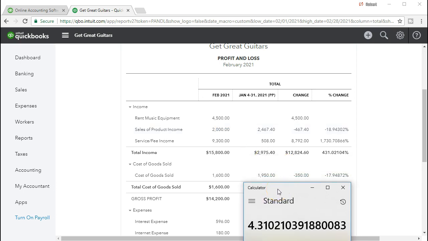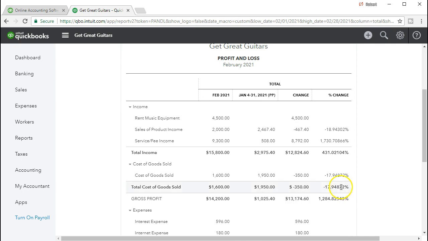If we take a look at our cost of goods sold, it's a more modest, normal looking type of change where we had the first amount 1600 minus the 1950. That gives us the 350. If we divide that by the original number, divided by the 1950, if we move the decimal over two places, we get 17.9%.